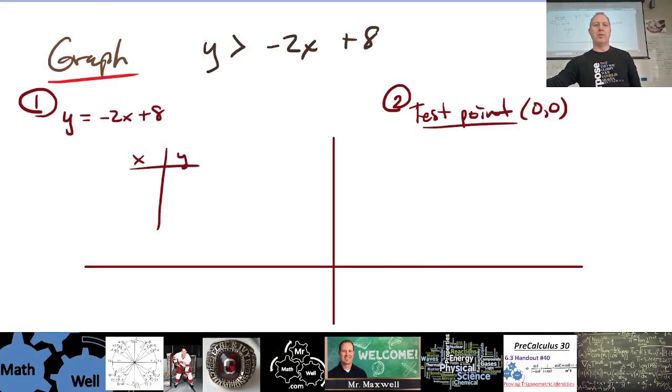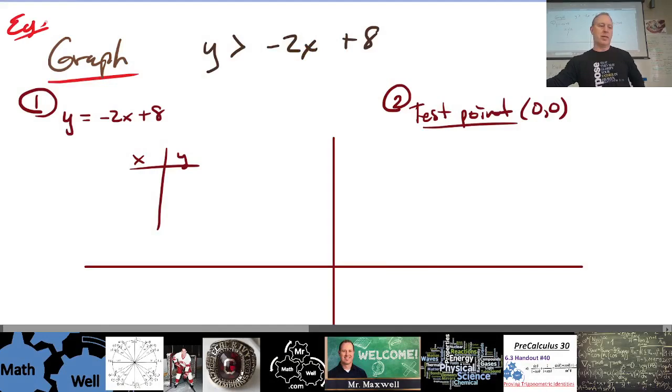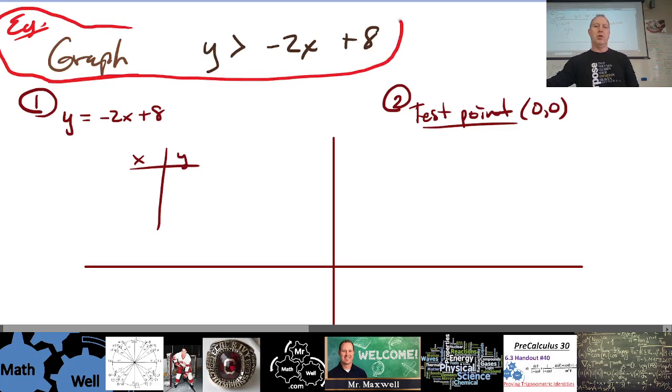This is just an example. It's just a quick example here. All right, so the example says graph y is greater than negative 2x plus 8. Okay? This is the question right here. This is the example. This is the question. And below is kind of the steps in which you would show this, okay?